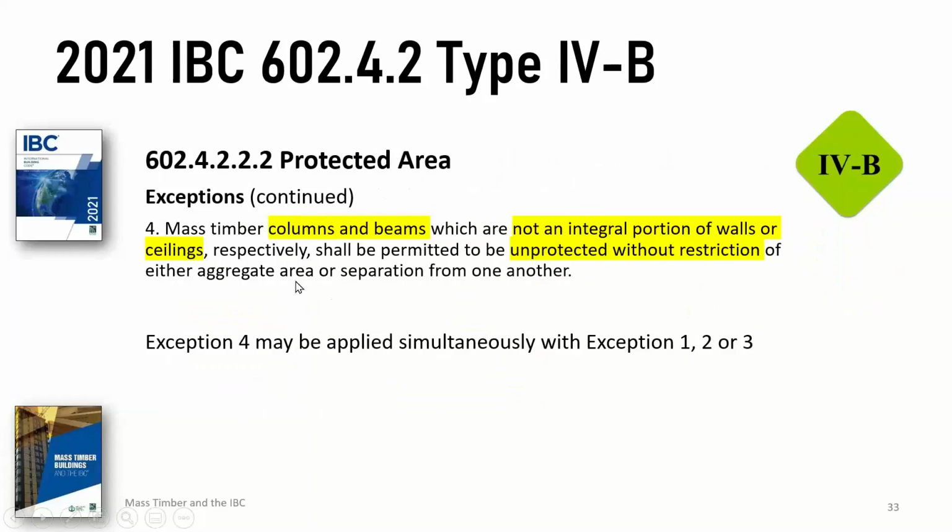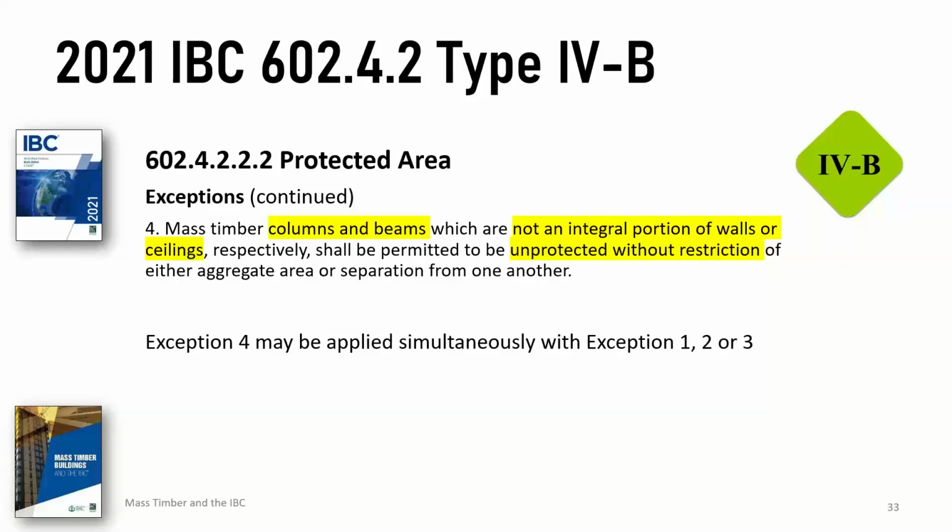Columns and beams that are not integral to a wall or ceiling, the surface area of them does not have to be considered in this calculation. However, don't be confused. If it's part of the primary structural frame or it's a structural column, it still may have to be protected with that 2/3 of the required fire resistance rating for the element.